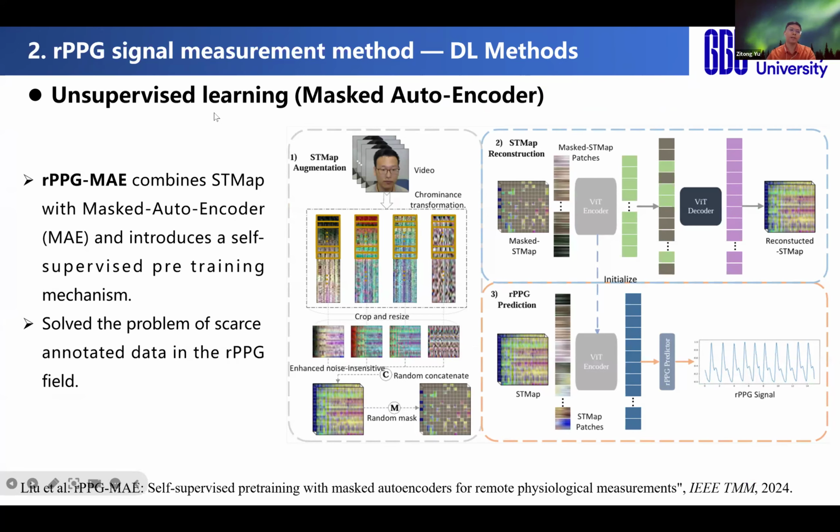Besides contrastive learning and directly constrained learning, we also devise a model based on the masked autoencoder for unsupervised learning. In this method, we first extract the ST map from the face video, randomly mask some ROI regions, and we want to reconstruct the complete ST map.